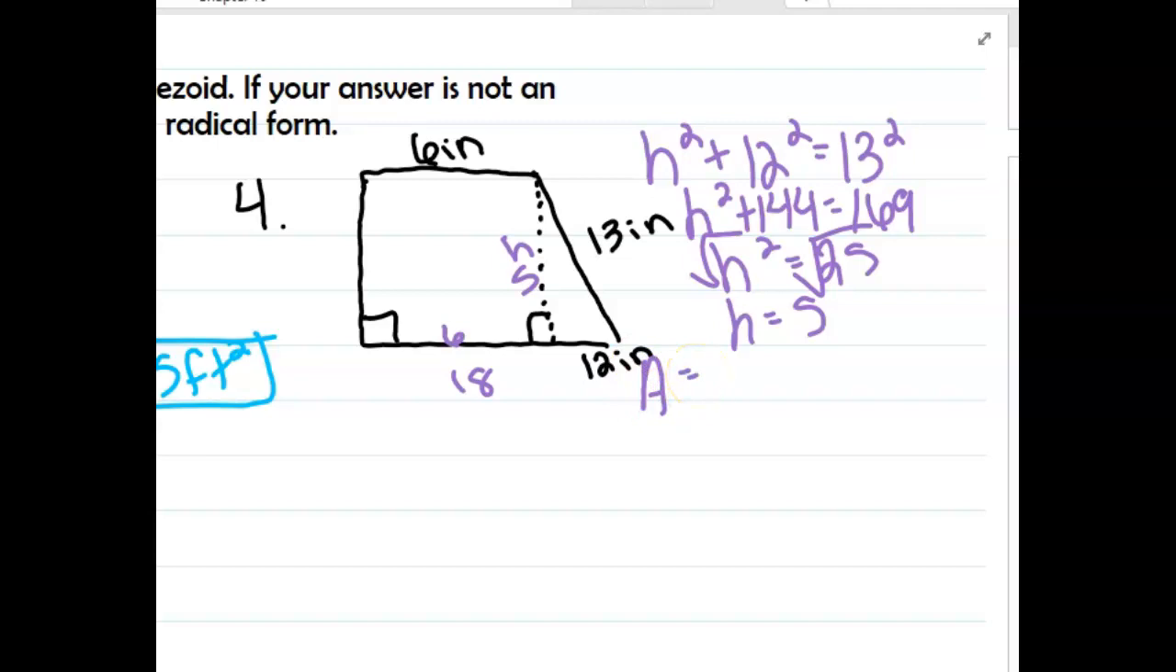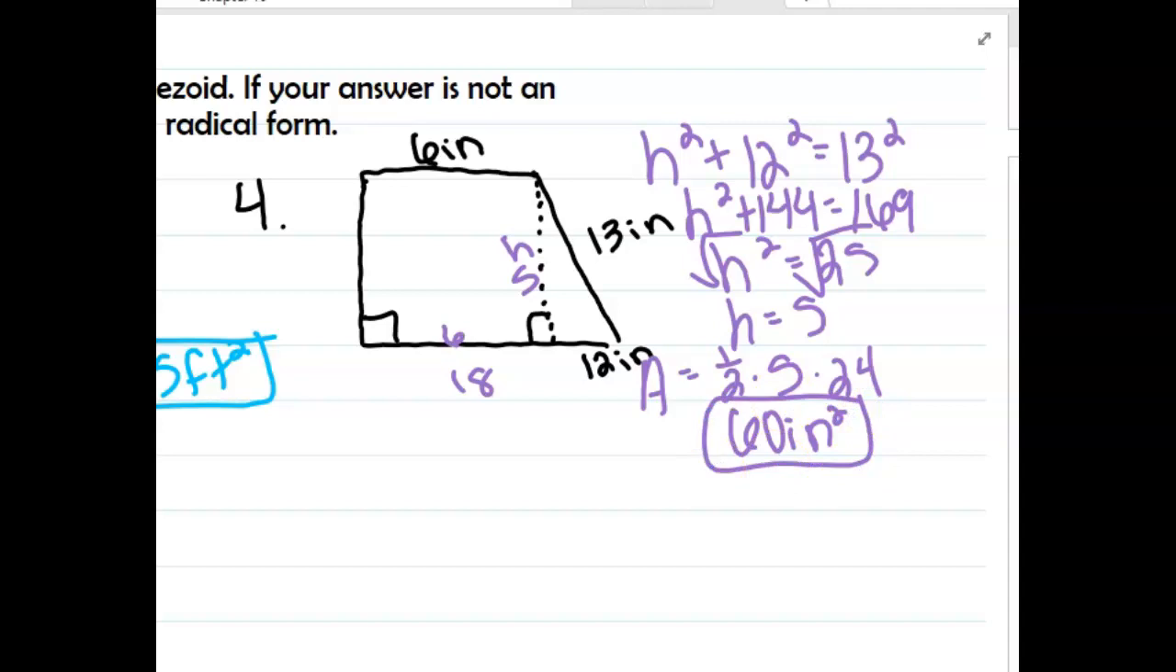So in order to find the area, you're going to take 1/2 of the height, which I just found, which is 5, times the sum of the two bases. So remember, the top base was 6. We said the entire bottom base was 18. So 6 plus 18 would give me 24. Multiply all that together, you should get 60 inches squared.